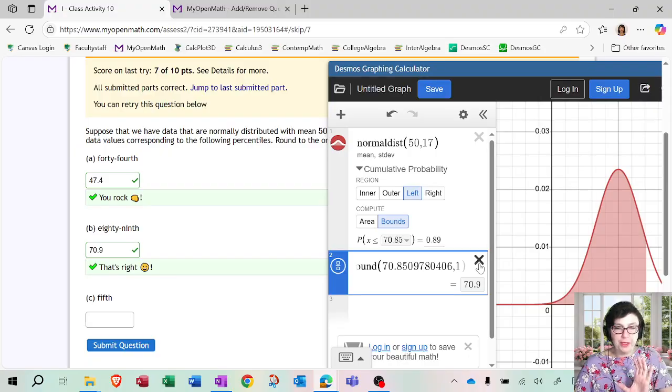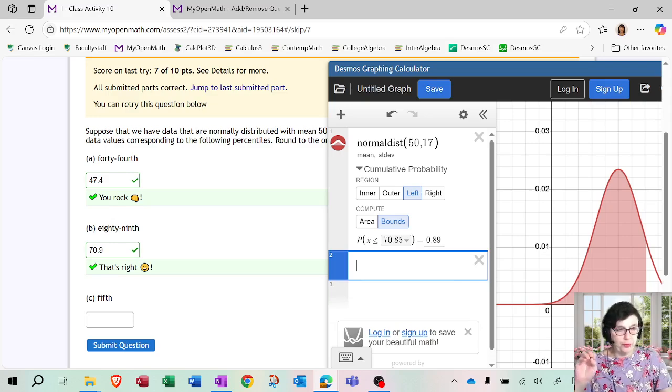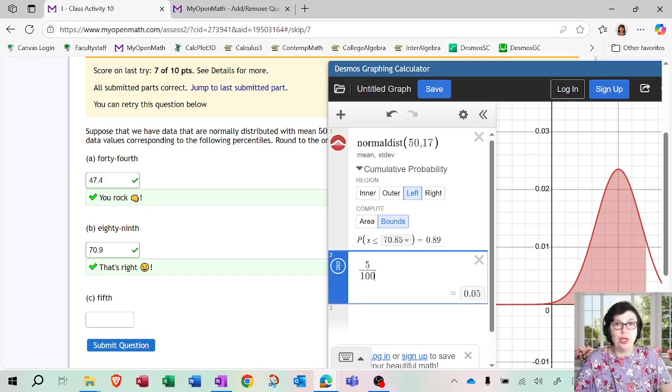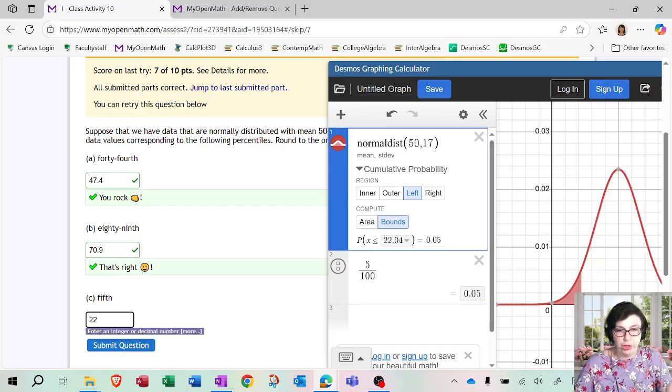Now, the last answer, it says the fifth. Okay, so the fifth is a problem. Why is that a problem? It's because people do not understand how to convert fifth percentile to a decimal. They think it's 0.5. That is actually incorrect because the fifth percentile is the number 5 converted to a decimal. So you have to take 5 divided by 100. That actually gives you 0.05, not 0.5. 0.5 is actually 50%, okay? So it's a little bit different. So here you would put 0.05, which is going to correspond to a data value of 22.0, which is just 22.